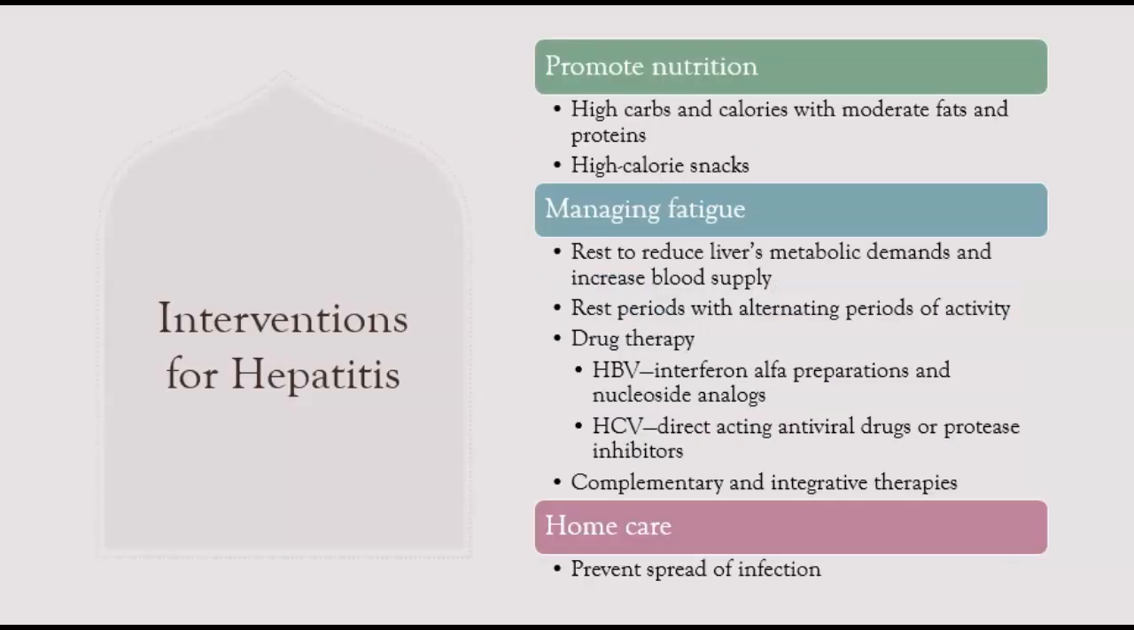Interventions for hepatitis, you want to promote nutrition. So they should have a diet high in carbs and calories with moderate amounts of fat and protein. Small, frequent meals are encouraged. You want to ask the patient about appealing food preferences because favorite foods are going to be tolerated better than randomly selected foods. They should have high-calorie snacks, and they might need supplemental vitamins.